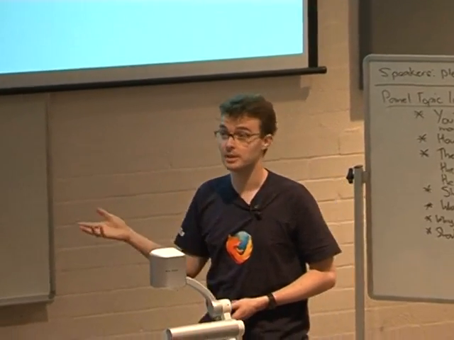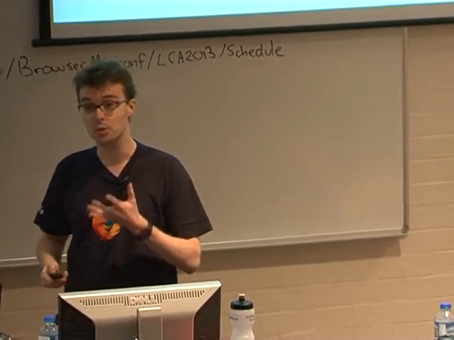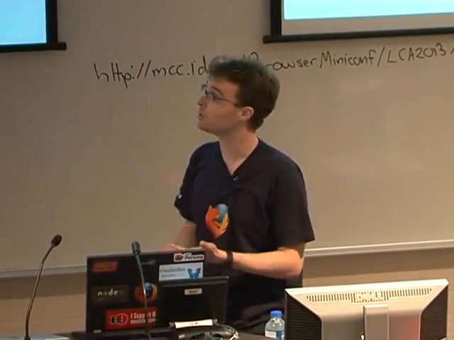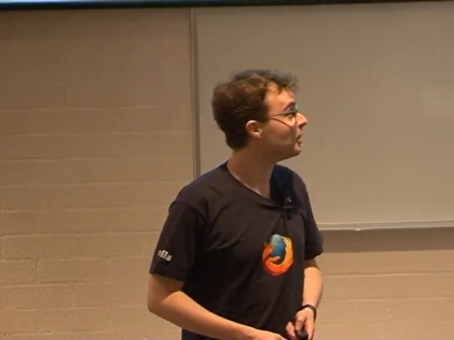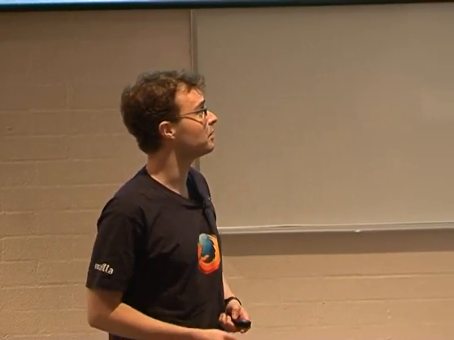Now, the cool thing about a templating system is that you can turn on auto-escaping, so that variables will always be escaped, and if you do want to pass in raw HTML, you have to do something like this. Just pipe raw, or whatever it is in your templating system. Now, of course, if you have auto-escaping turned on by default, it doesn't mean it's always on, because as I've just shown with the pipe raw thing, sometimes you do need to pass in raw HTML. So you still have to be careful.